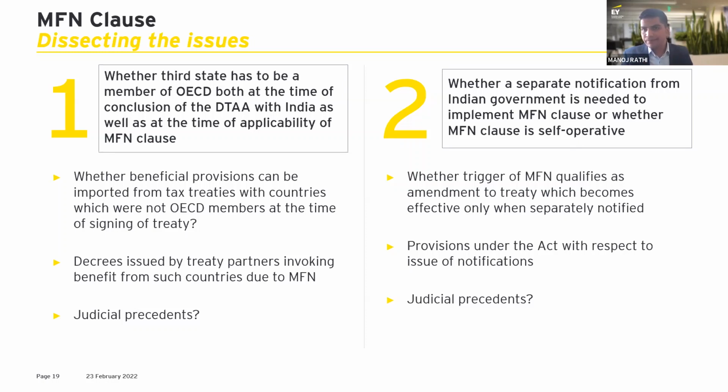So that's issue number one, which is more specific in the context of dividend income. The other issue is more fundamental and far broader, because it seeks to create an overarching need for a notification to make the MFN clause operational in the first place. So what it says is whether one needs to have a separate notification being issued by India for the MFN clause in different treaties to be effective and operational, or whether the MFN clause that we saw in different treaties is automatic and self-operational on its own.